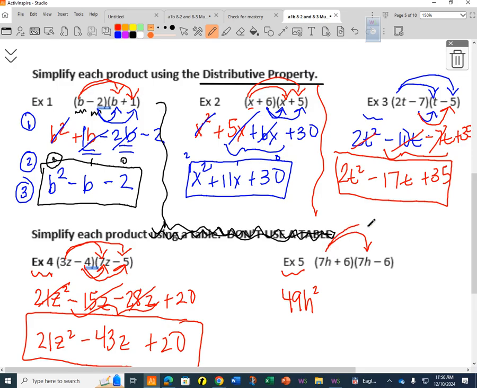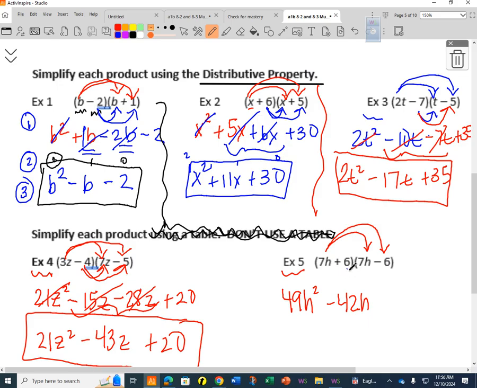Now we're going to do 7. We're going to distribute the 7h to the negative 6. Number times number, negative 42, but we can't forget our h. Not h squared here because we're not multiplying it by another h, right? So what do you think we do next? What do we do next, Fatima? Okay, so tell me what to do. Okay, tell me what to multiply.